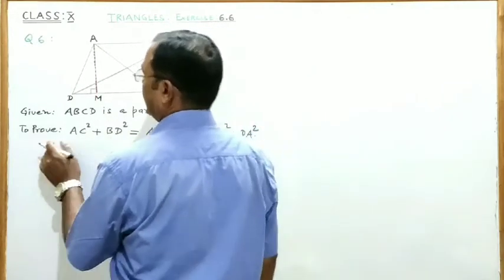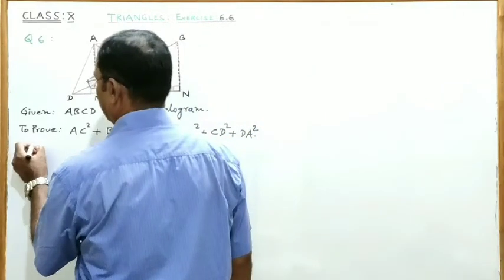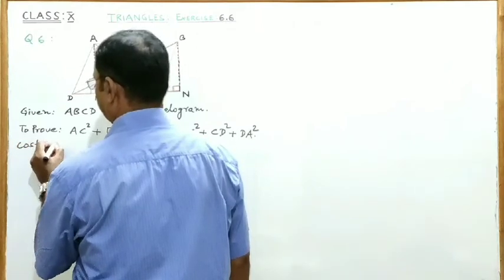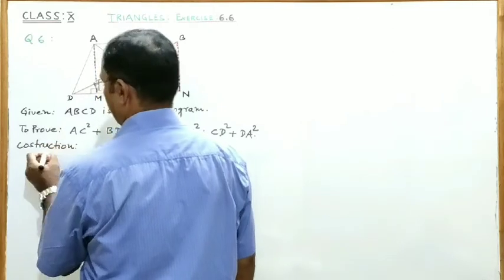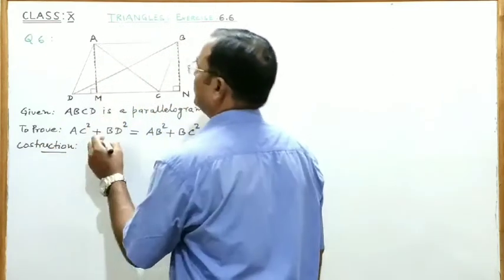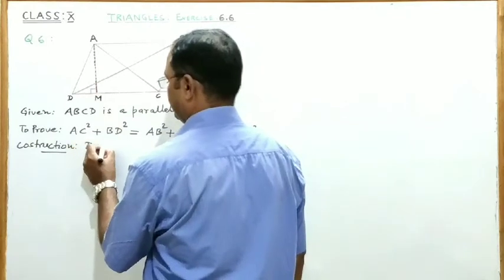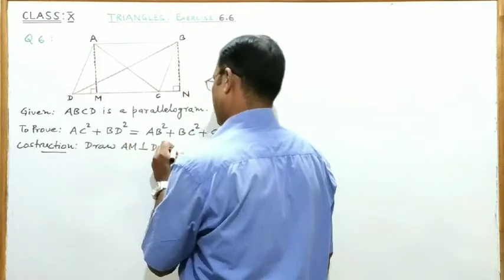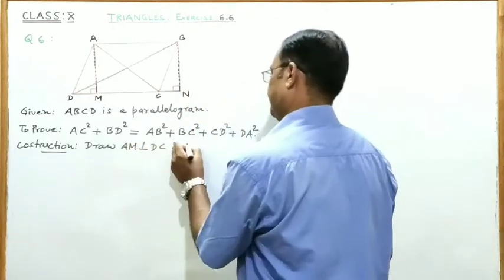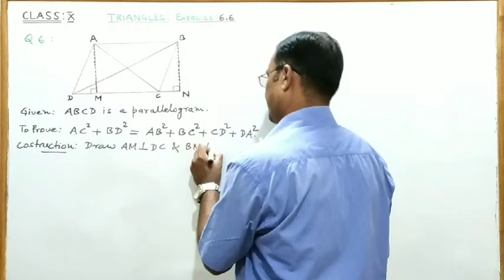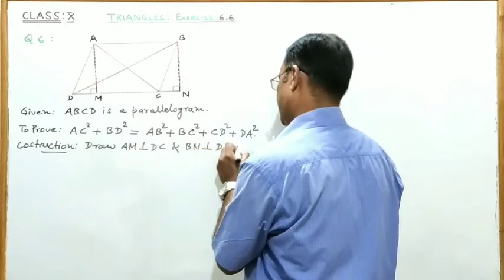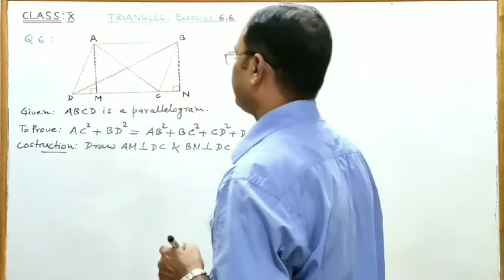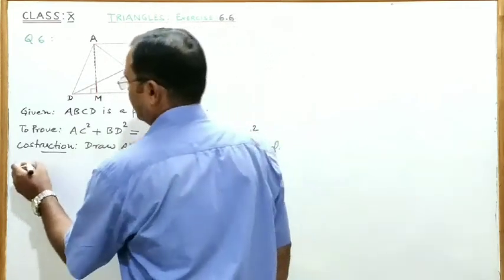To prove this result, we have constructed AM perpendicular to DC and BN perpendicular to DC produced. Now proof.